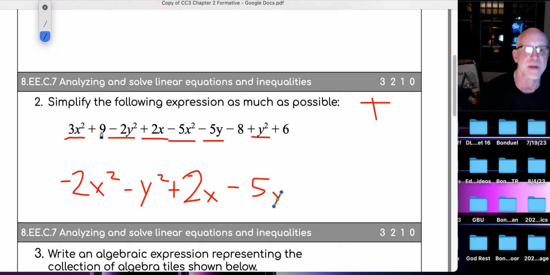And then what do we have? We have 9, take away 8. That's 1. Plus 6 is 7. Plus 7. That's what we got for this one. And again, I encourage you to use tiles.